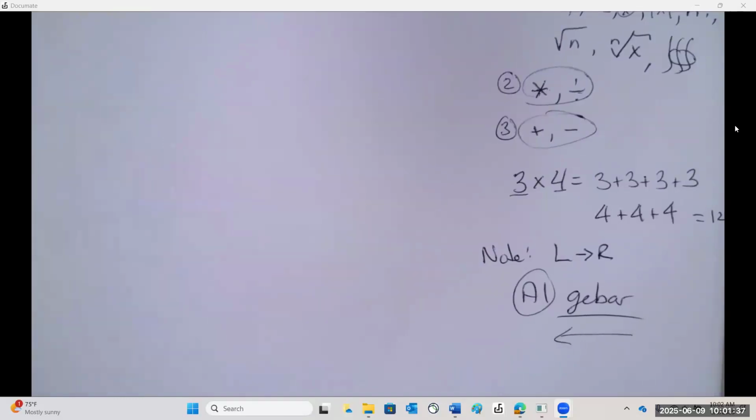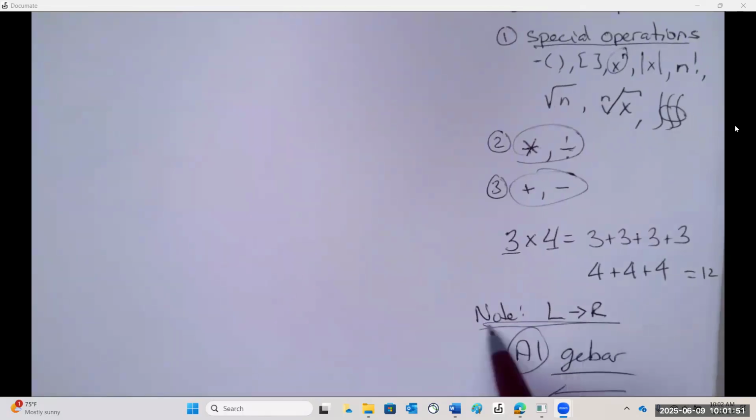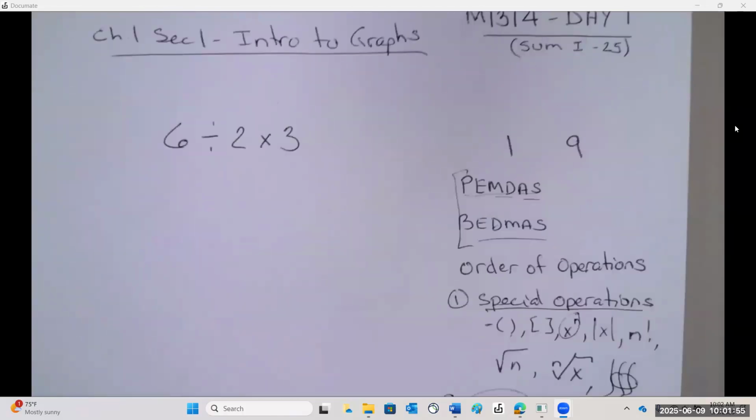Chinese read up and down. Arabs read right to left, which is interesting because our math, which is where they came from, reads left to right, but they read right to left. So that's a side note there. Since we read left to right, we do math left to right. Let's do this one now.